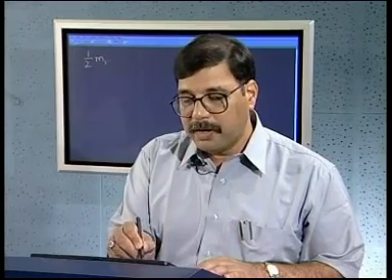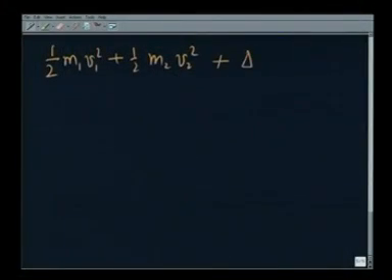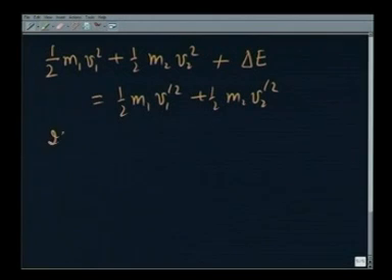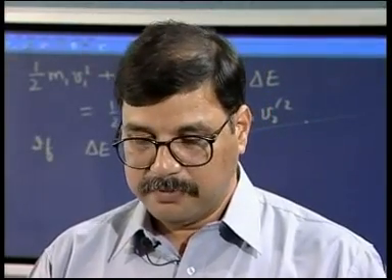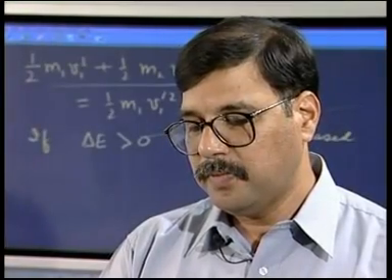Let me write the equation again and then we will talk about delta E. So, the energy conservation gives me 1/2 m1 v1 square plus 1/2 m2 v2 square plus delta E is equal to 1/2 m1 v1 prime square plus 1/2 m2 v2 prime square. Now, if delta E is greater than 0, that means the kinetic energy after interaction is going to be more than the kinetic energy that was coming in, and that means some energy has been released during the interaction. So, this implies energy released during collision.